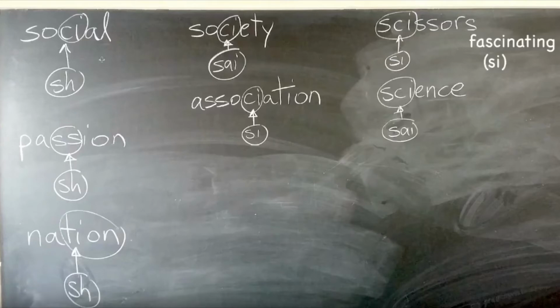In the second column, we have the CI: society, and association. The third column has scissors, science. So in any case, the combination SCI is S. Scissors, science, and fascinating. So you can see that English pronunciation is not so easily determined by its spelling.